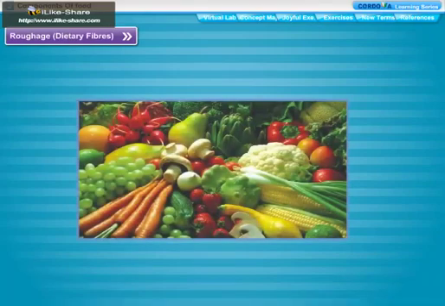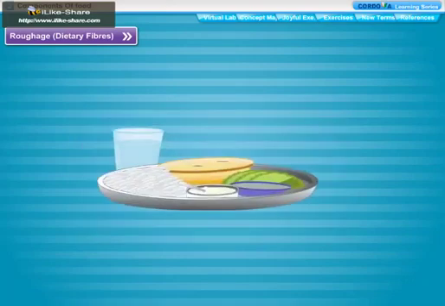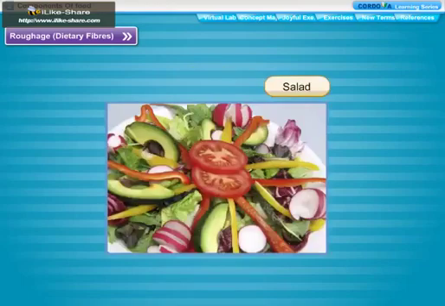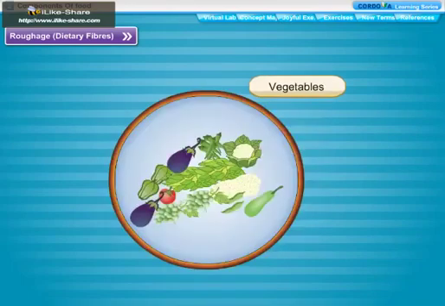Roughage, dietary fibers. The fibrous, undigestible material present in our food is termed as roughage. Roughage neither provides energy like carbohydrate and fats, nor builds our body like proteins. However, it is an important component of our food. It performs the following functions.